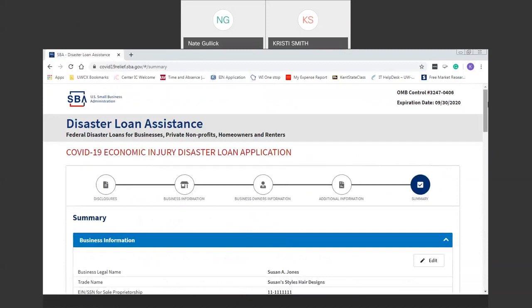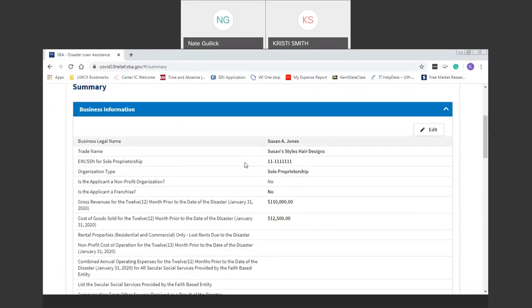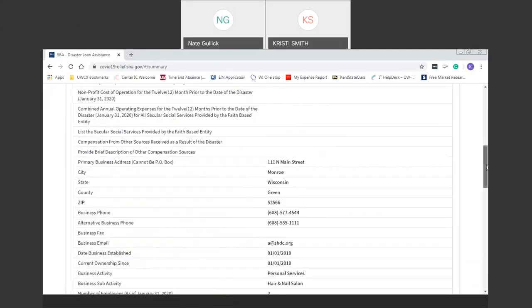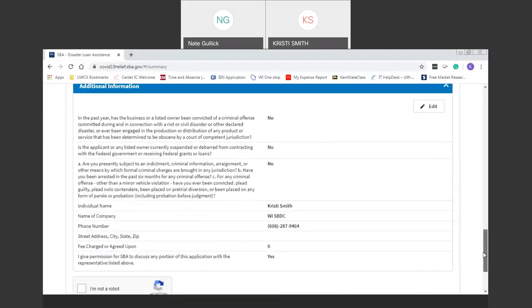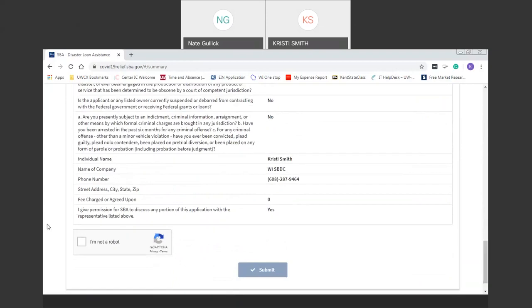And now you're seeing a summary of all the information you've entered. Please note there's an edit button here. So if any of this information is incorrect, this is your chance to go back and change it. When you're all done with the application, everything looks fine, you click I'm not a robot here. Takes a second and then verifies it. And you would click the submit button.